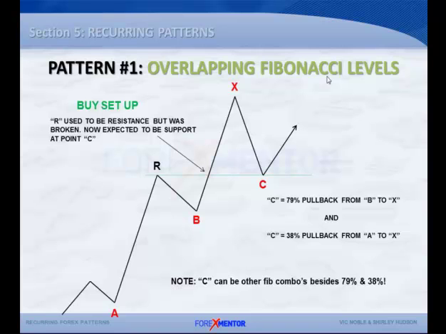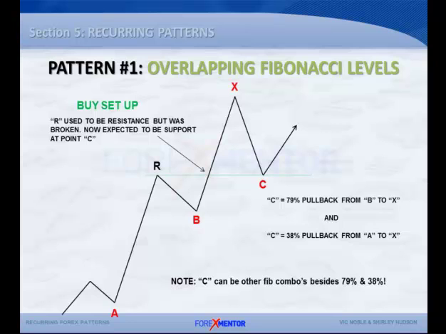Overlapping Fibonacci levels happen when we can find two or more different Fibonacci levels occurring at the same price levels using different swing points but a common anchor point. Now what the heck does that mean? I know that sounds a bit confusing, but it's really not. An illustration will clearly show you what we mean. This is what an overlapping Fibonacci buy setup looks like.